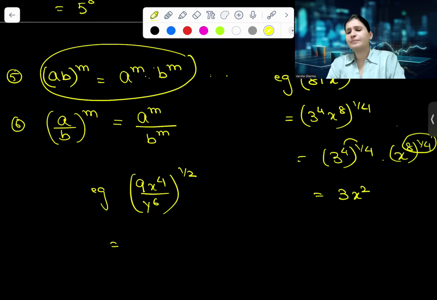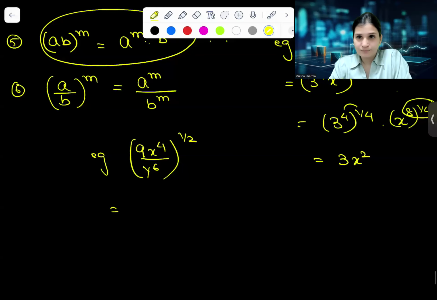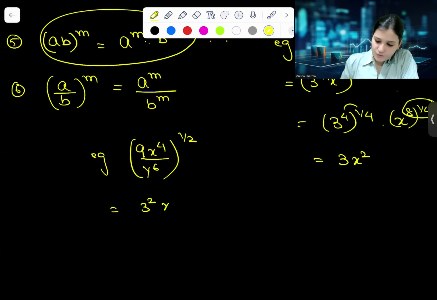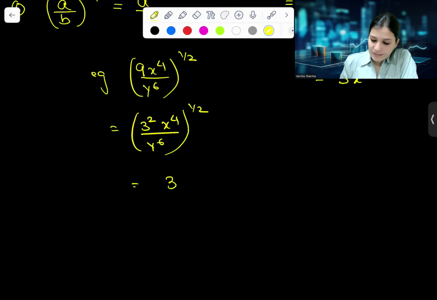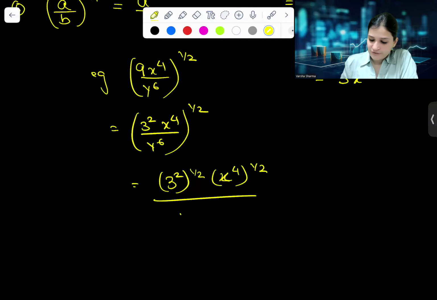You should not have taken so much of time. Answer? Ma'am, 9x squared by y cube. No. 9 can be written as 3 square. Now, when I open the bracket, this half will be given to everyone.